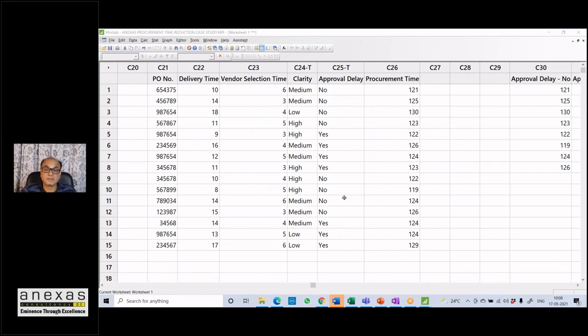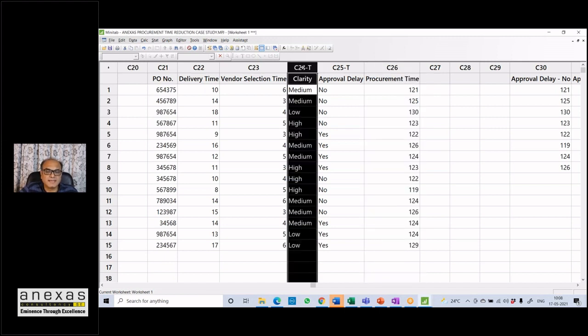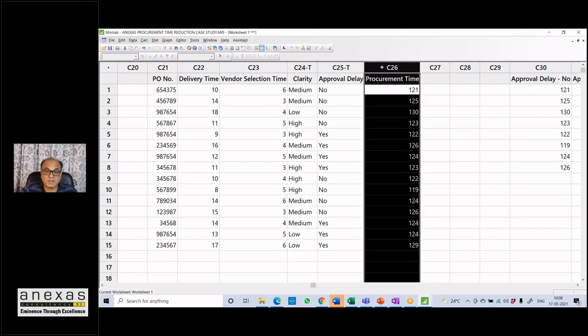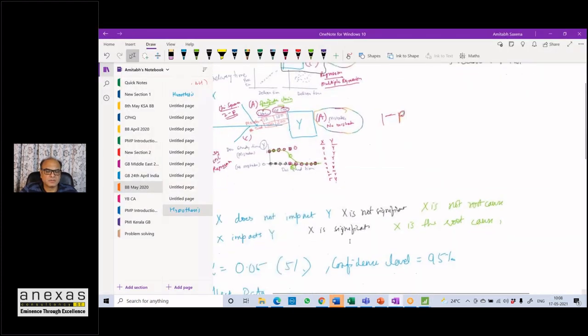Now let us apply the same steps of hypothesis testing to our procurement time example. Is procurement time getting affected by the clarity of our requirements? So clarity is attribute data and procurement time is continuous data. I had used a box plot earlier. Now I can use an ANOVA, analysis of variance. So what is the null hypothesis?